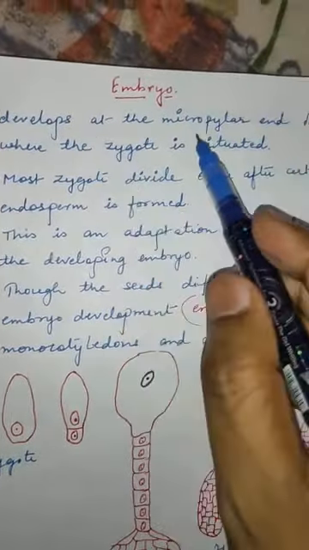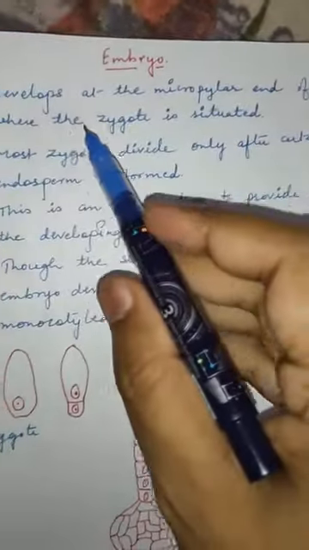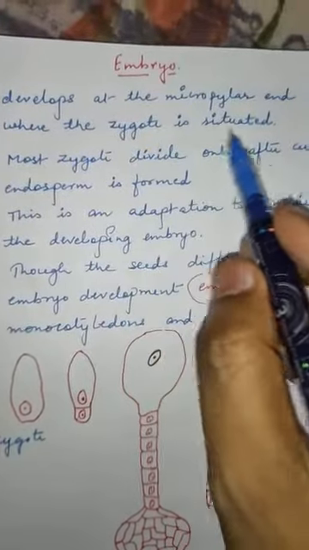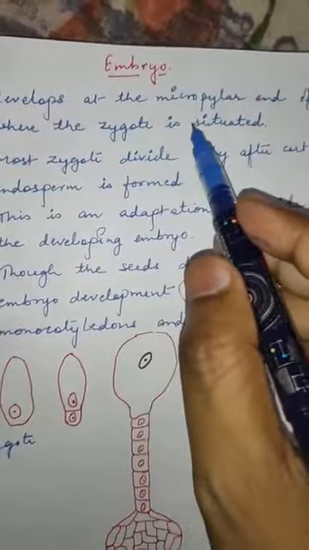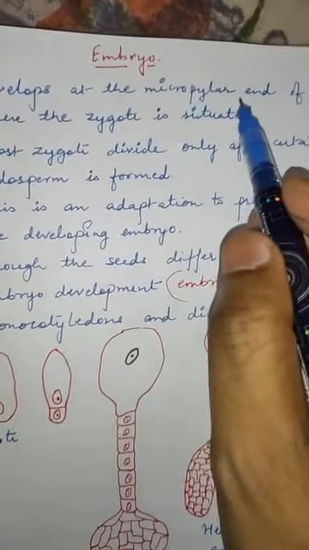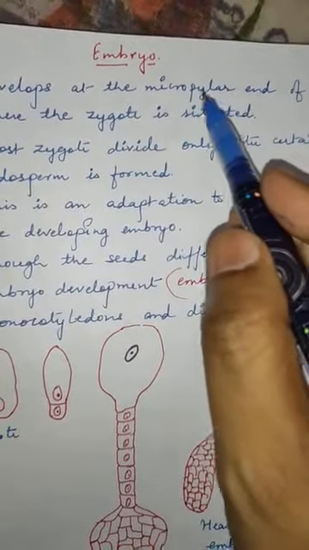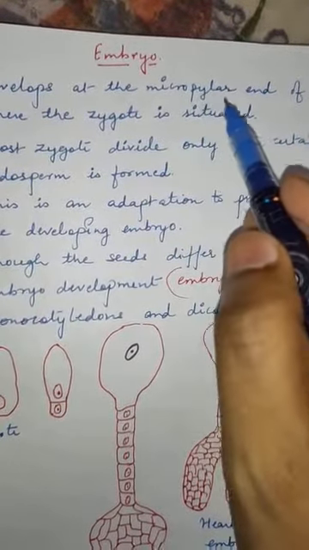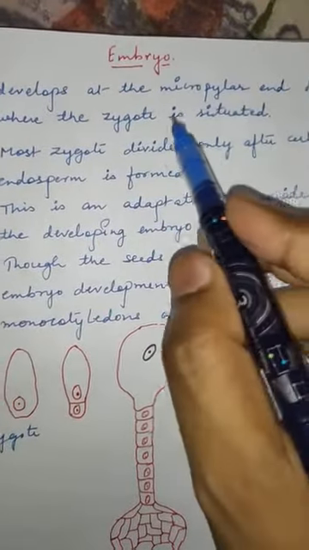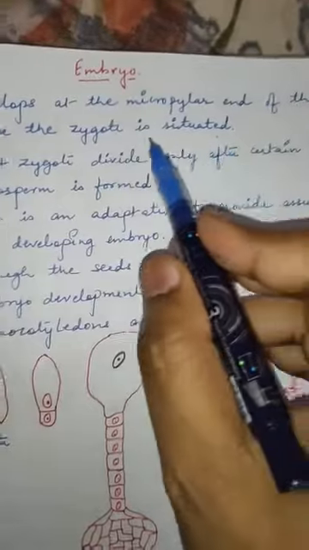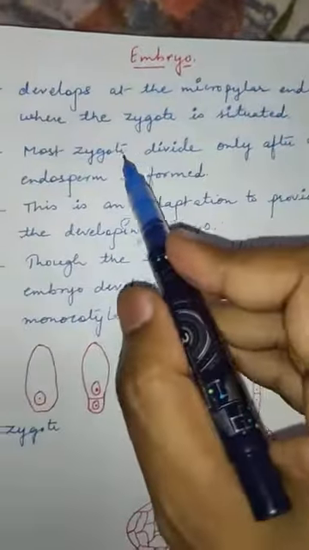It develops at the micropylar end of the embryo sac, where the zygote is situated. So from where will the development start? At the micropylar end. We have already discussed the structure of the ovule, right? There are two parts: one is the micropylar end, the other is the chalazal end. So from here the development will start, and the zygote is situated here. Clear?